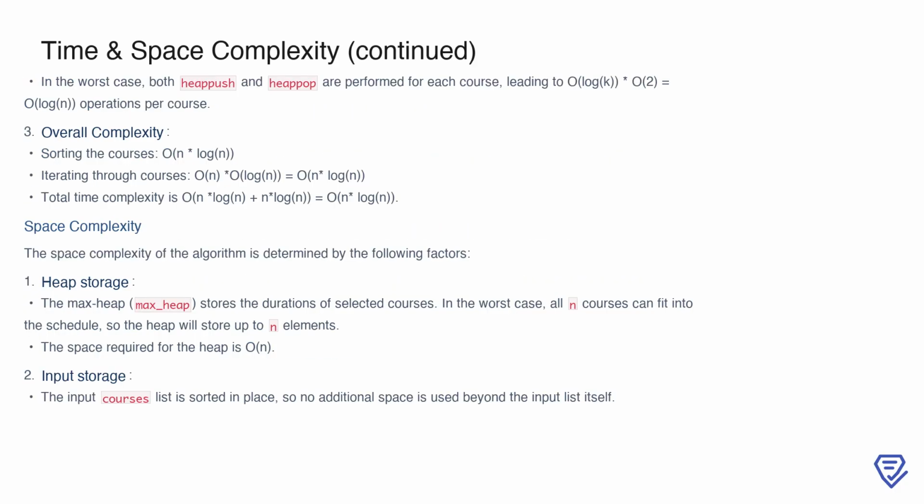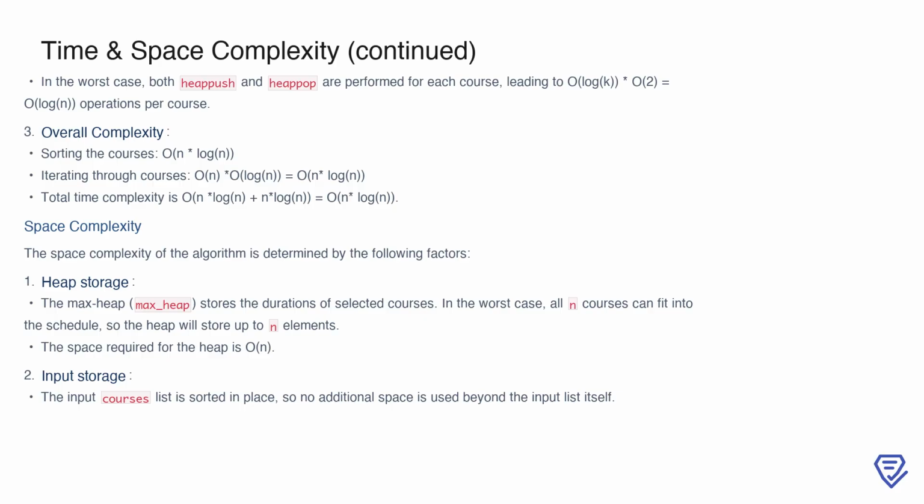Now, in the worst-case scenario, for every course, we perform both a heap push and potentially a heap pop. This results in O(log k * 2), which simplifies to O(log n) operations per course. Combining this with the iteration over all n courses, the total cost of this step is O(n log n). When we add this to the sorting step, which is also O(n log n), the overall time complexity of the algorithm becomes O(n log n).